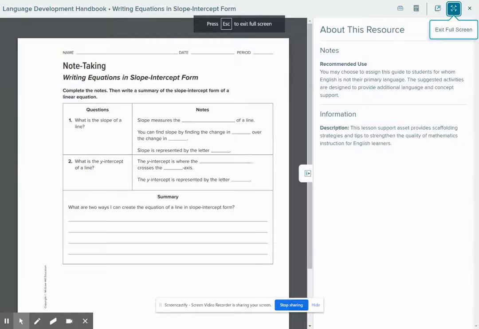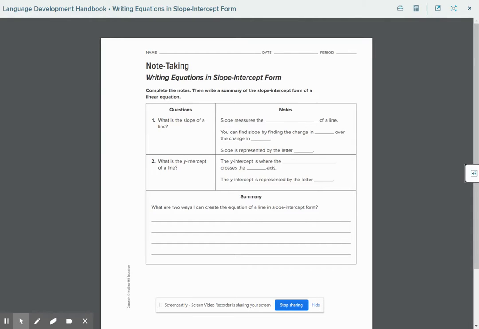Good morning, algebra class. We're going to talk about slope-intercept form. We're now on chapter 5, module 5. So in your books, you should have, not in your books, the copies I gave you, you should have a copy of this note-taking sheet. So the first thing we're going to talk about is what is slope?